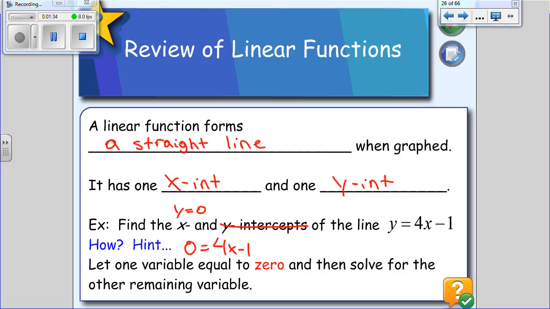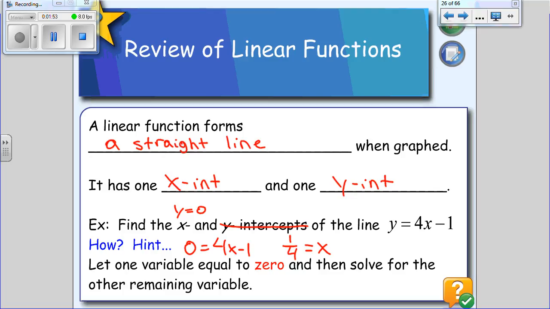And you have that new little equation set up for you. You then have to get x by itself. So you're going to add 1 to both sides, divide both sides by 4. So 1 over 4 would be equal to x. That's where your x-intercept is. It's at 1 divided by 4.